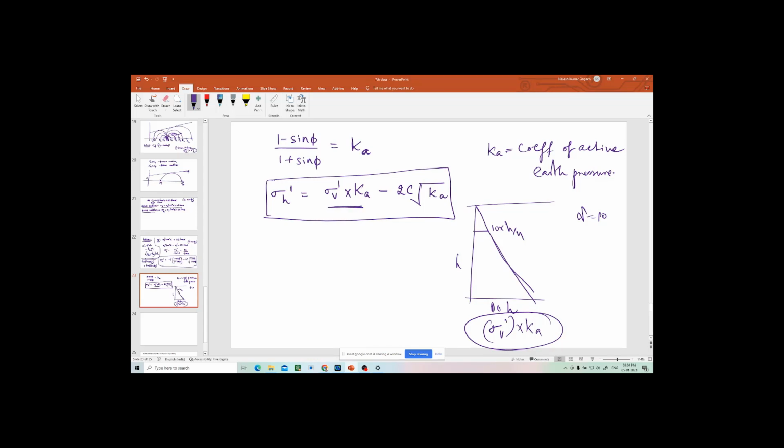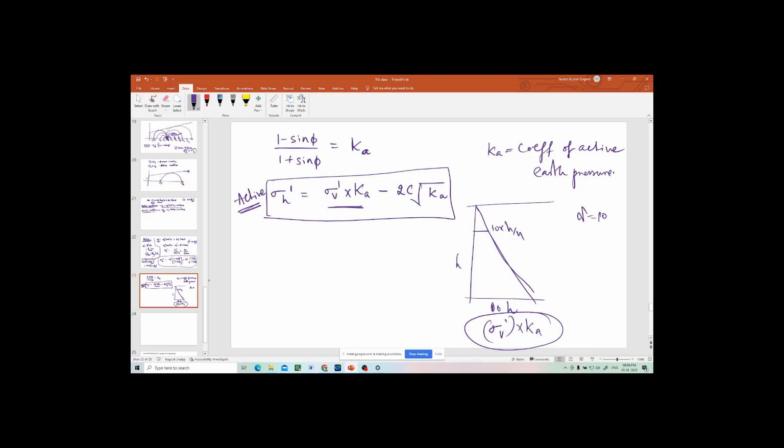Then you have to deduct this part, 2 multiplied by cohesion multiplied by under root of coefficient of active earth pressure, which will give you the total horizontal earth pressure, active earth pressure. This is only for active.